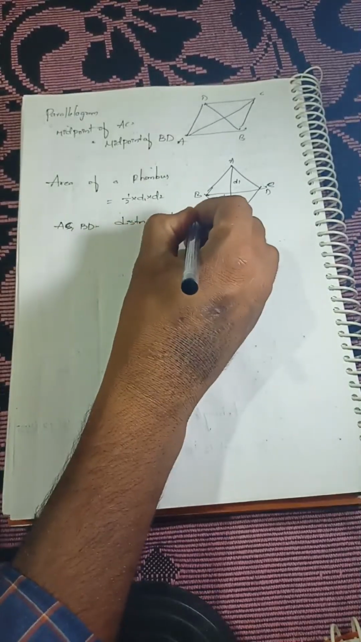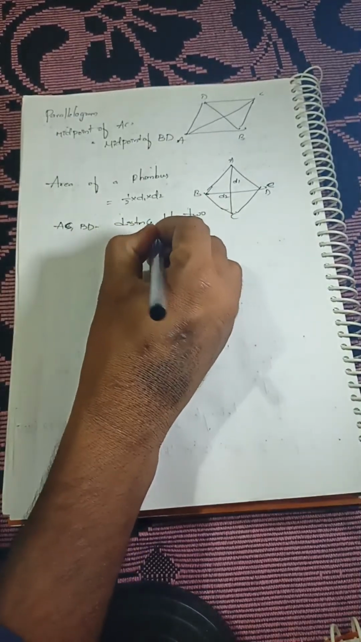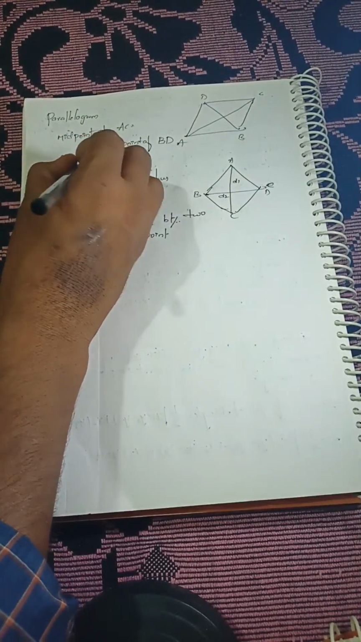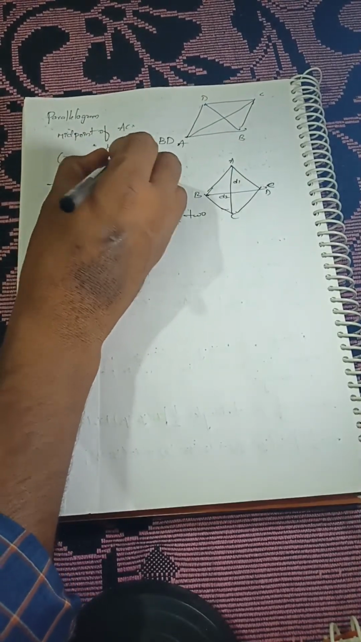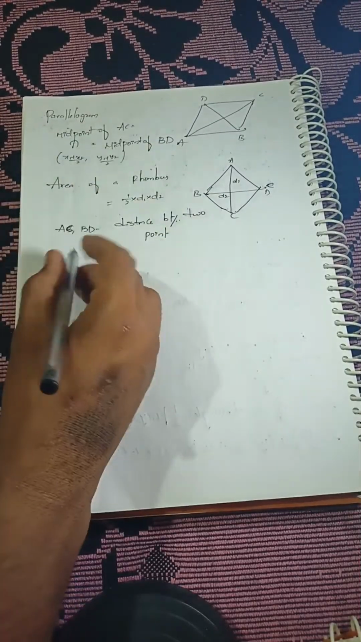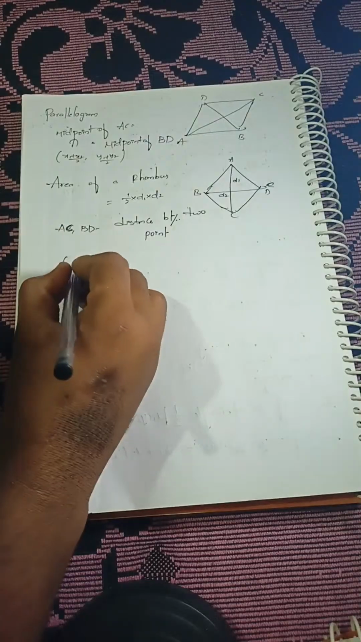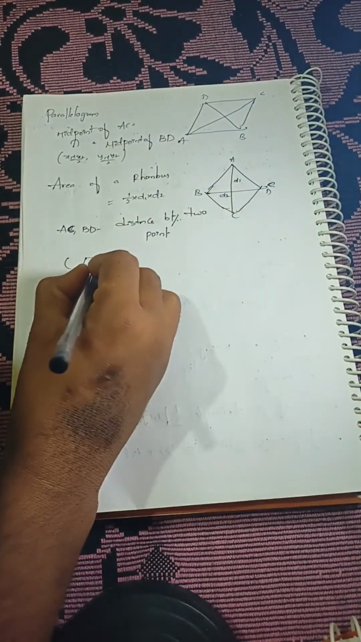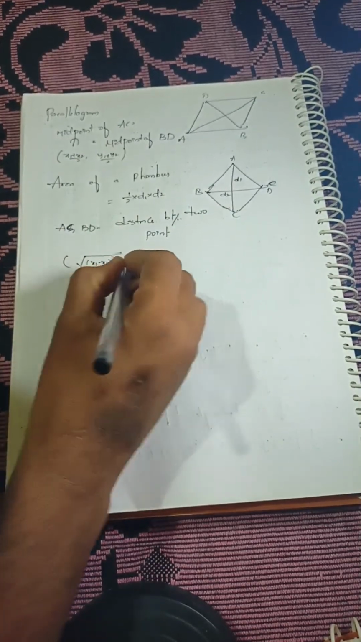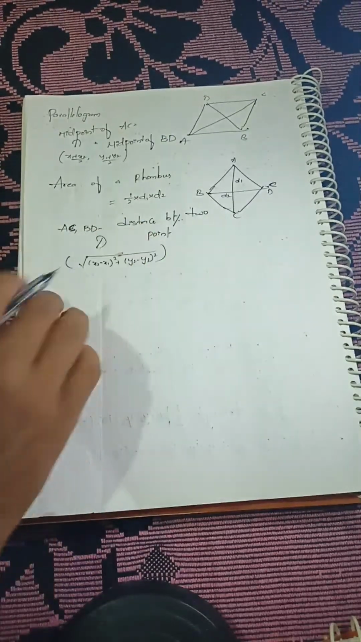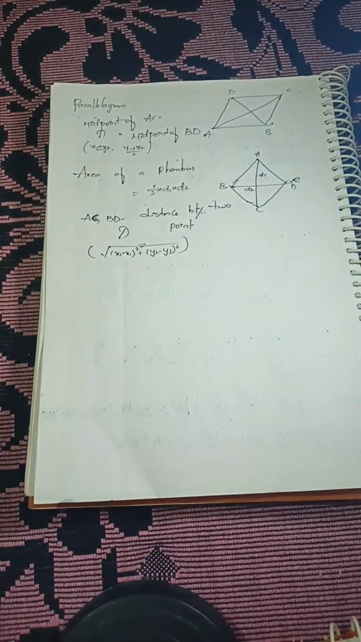Distance between 2 points. So here we are going to use the midpoint formula, x1 plus x2 by 2, y1 plus y2 by 2 for the parallelogram. For the area of the rhombus, we are going to use the distance formula, that is under root of x2 minus x1 whole square plus y2 minus y1 whole square. So these are the formulas which we are including in this one.